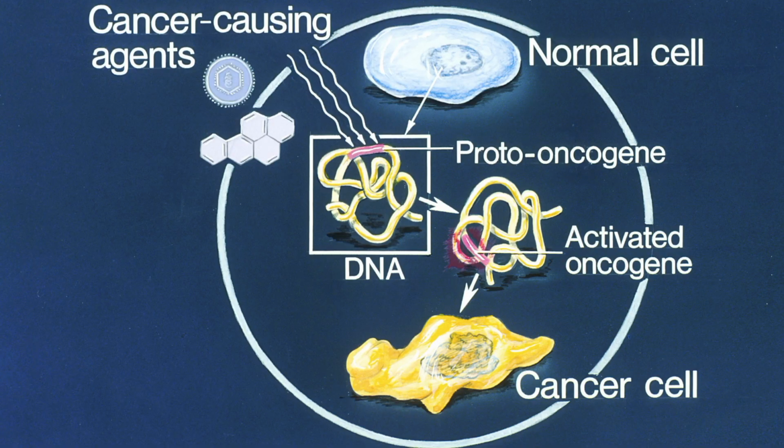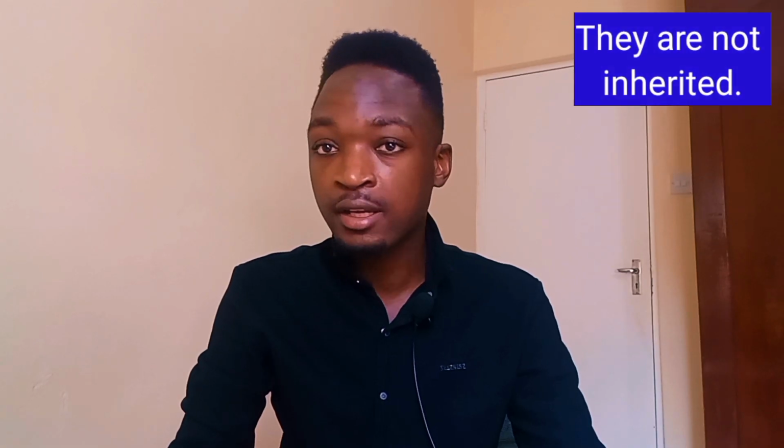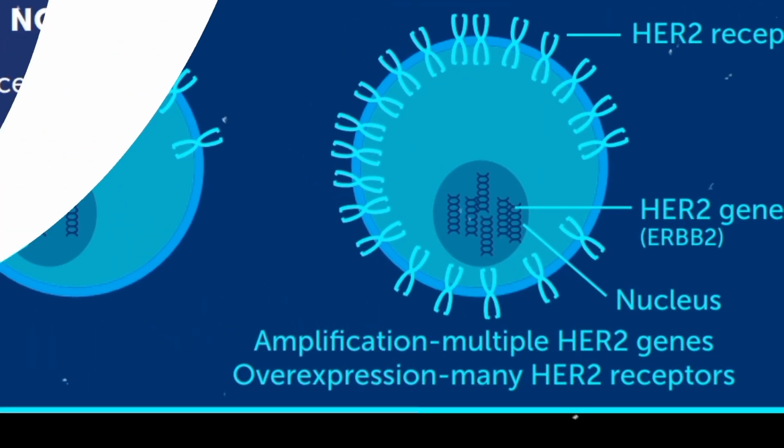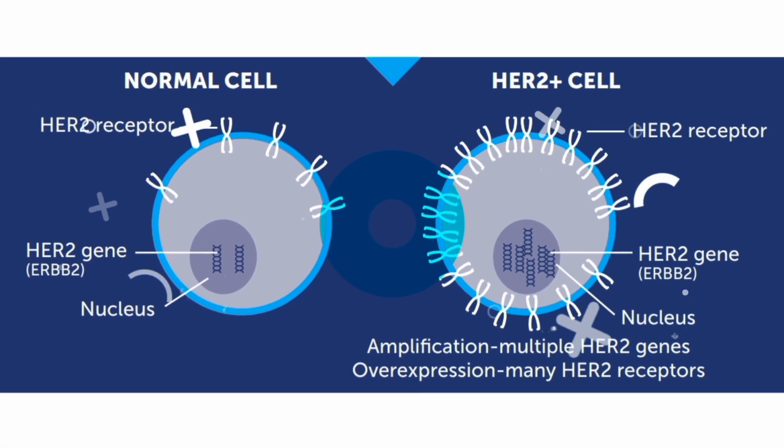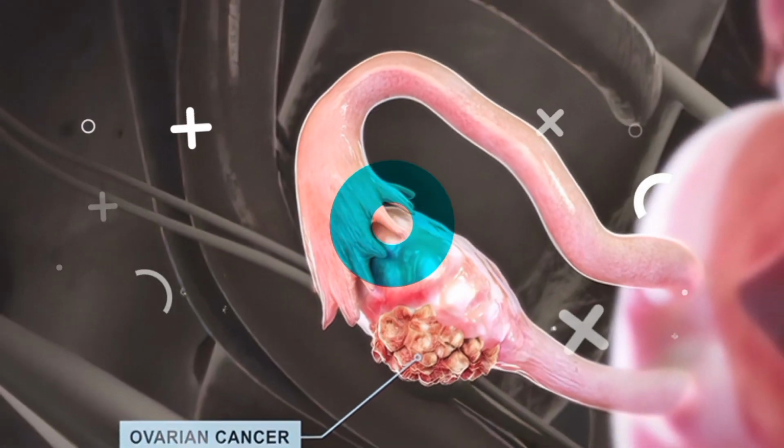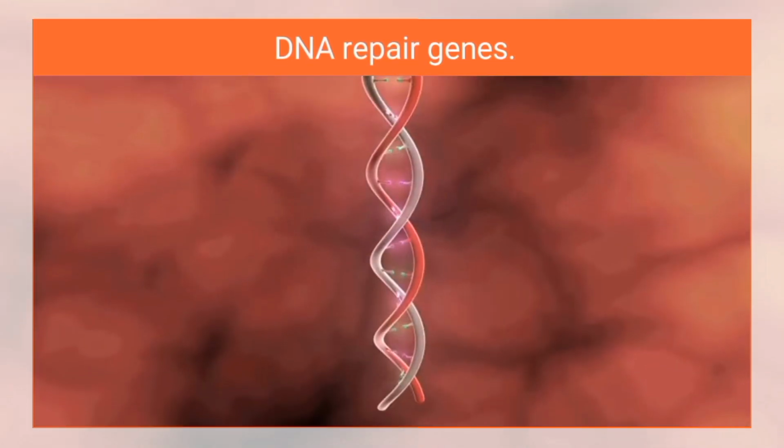Then we have oncogenes. These turn a healthy cell into a cancerous cell. They are not inherited. HER2 is one of the commonest types of oncogenes. It is involved in cancer growth and cancer spread. So it may be found in some cancer cells, like cancer of the breast and cancer of the ovary. We also have RAS, otherwise known as the RAS family of oncogenes, involving different functions in the cell like communication pathways, cell growth, and cell death. We also have DNA repair genes.